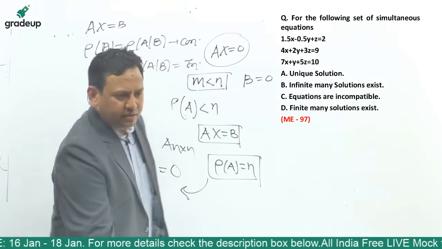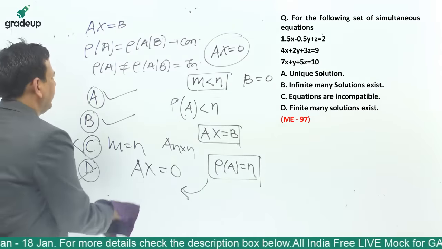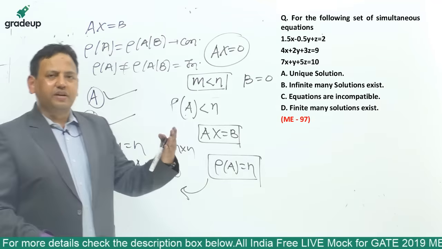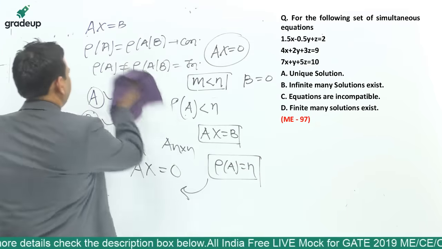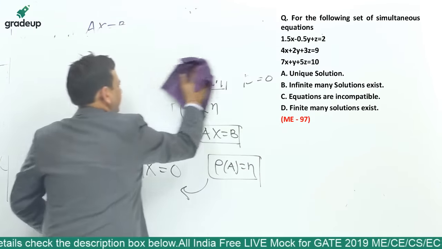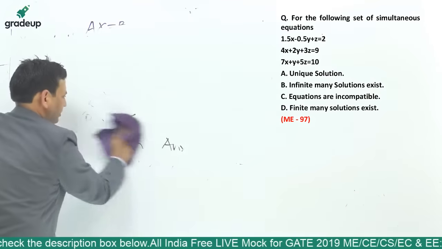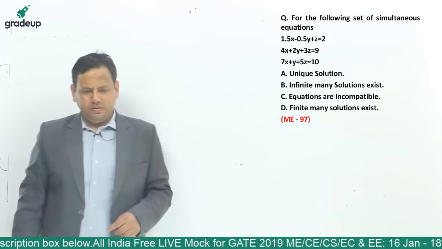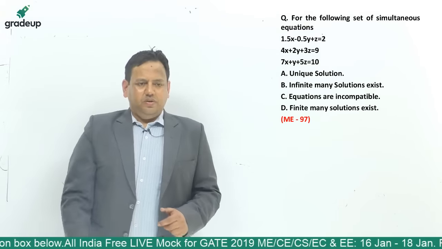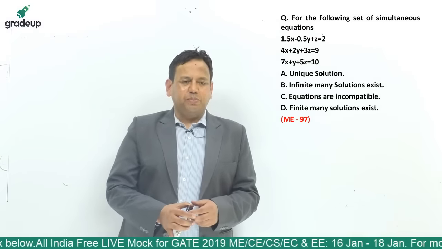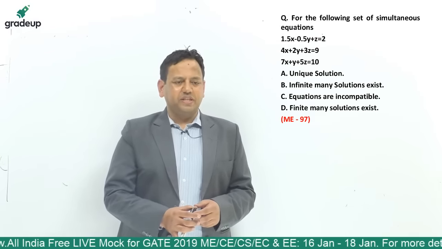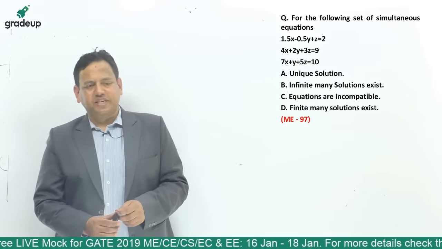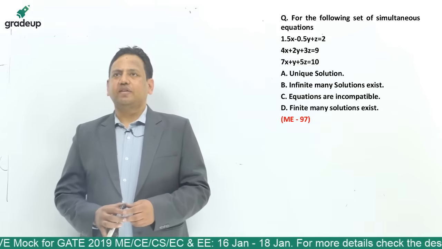Let's see, try this question. Everybody, question number 3. So I hope you got it. This is a system. I have told you what is the meaning of a system of homogeneous and non-homogeneous equations. For the set of simultaneous equations 1.5x minus 0.5y plus z is equal to 2, 4x plus 2y plus 3z is equal to 9, 7x plus y plus 5z is equal to 10, what is the answer?